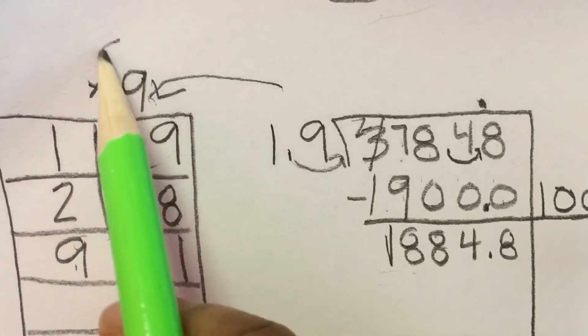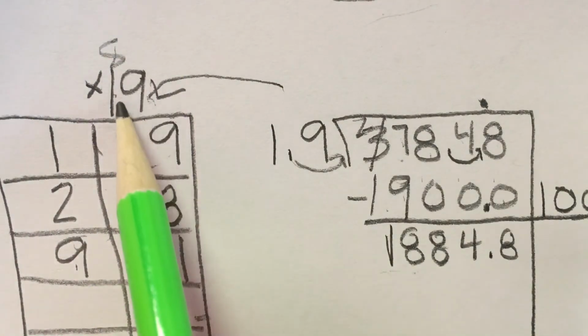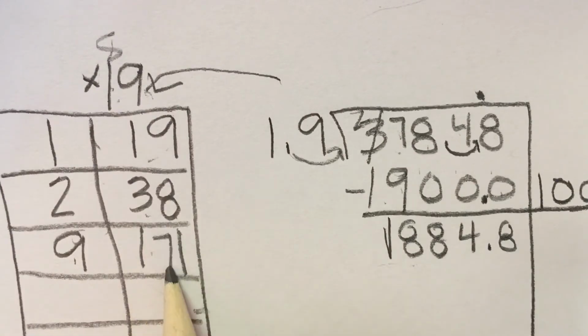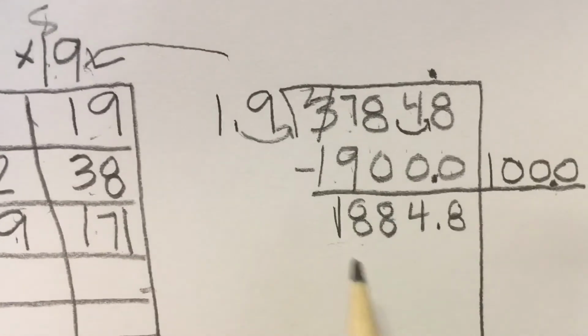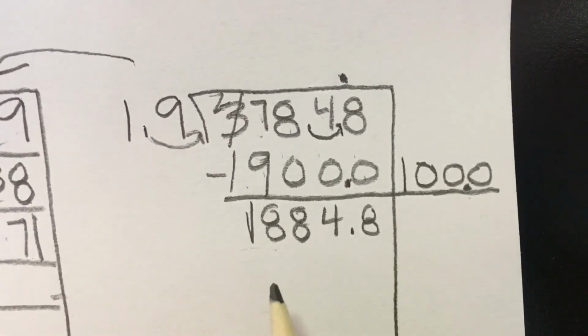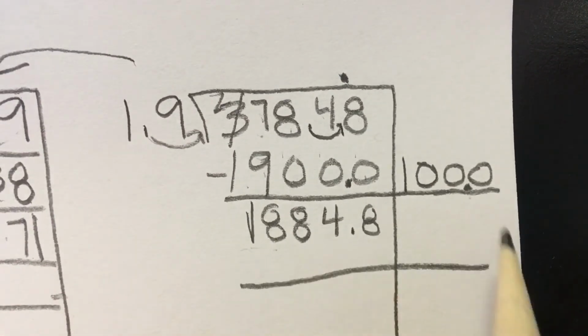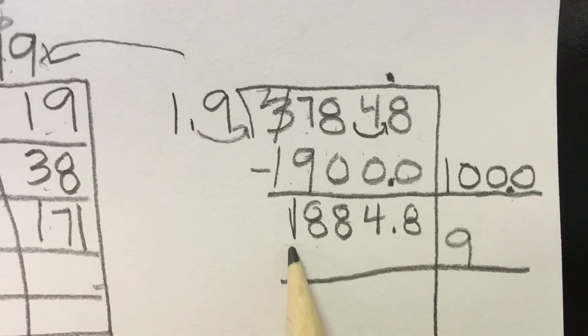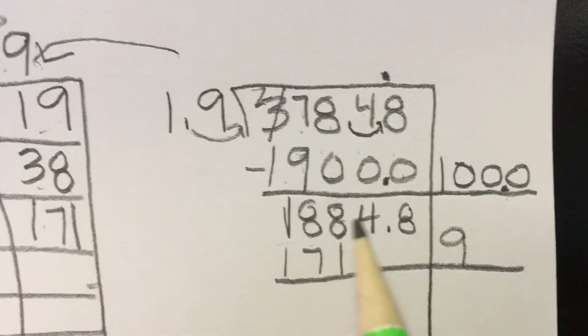So 1, carry my 8. 9 times 1 is 9 plus 8 is 17. So it gives me 3 digits, and I look over here. Those 3 digits are lower than these, so I can use that number. So I know to put my 9 here, because when I multiply my 9, it gave me the 171.